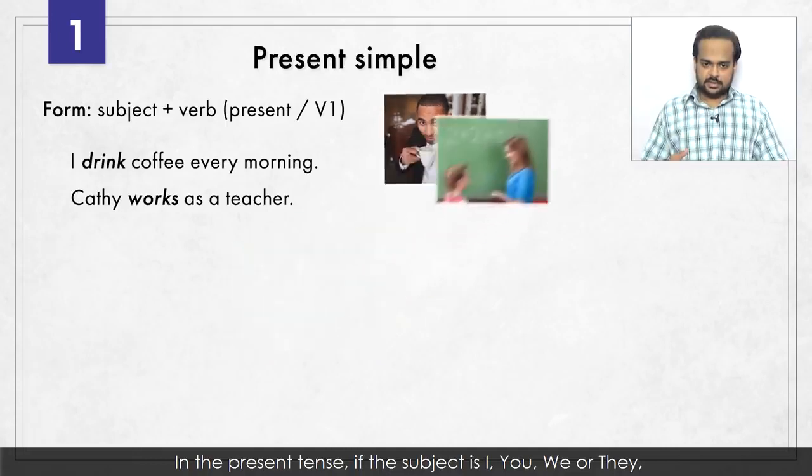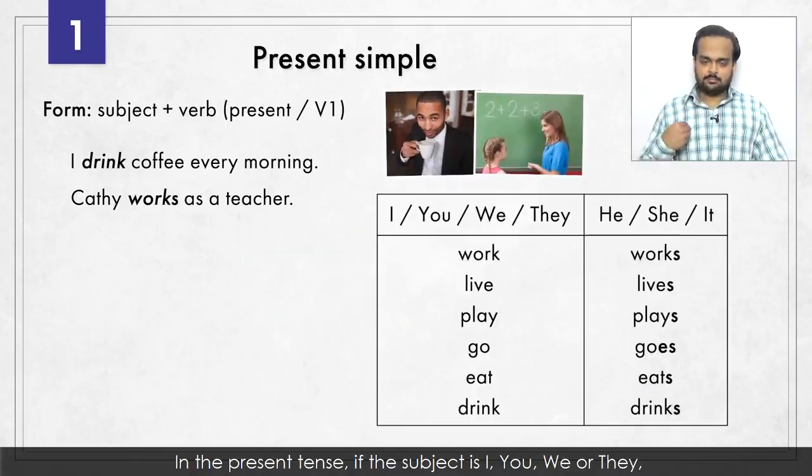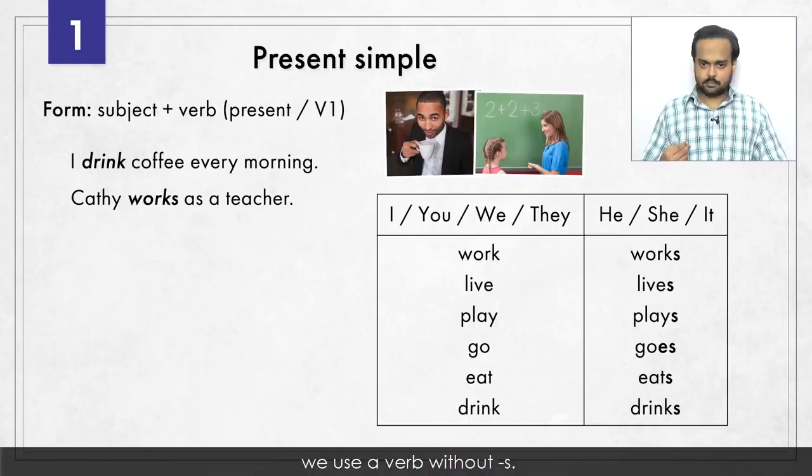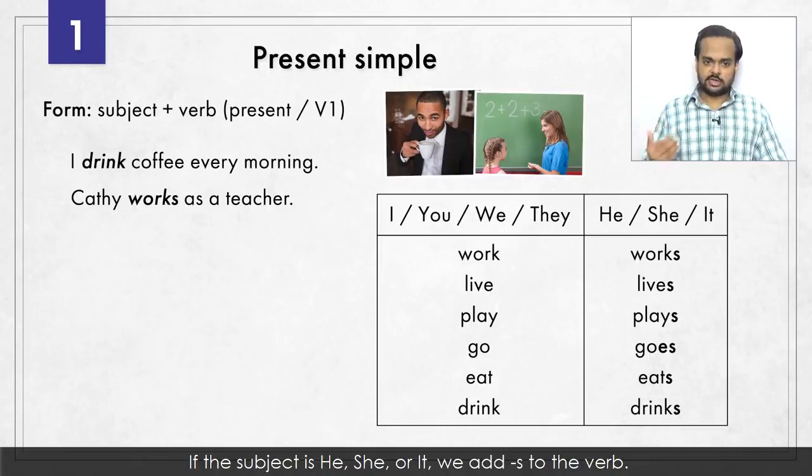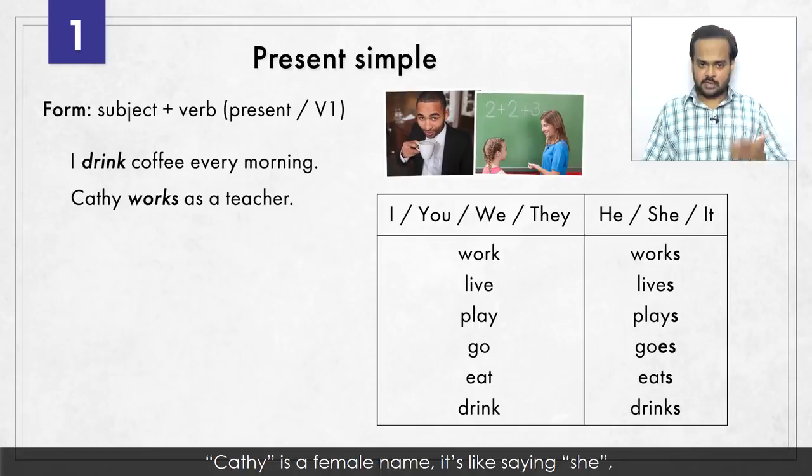In the present tense, if the subject is I, you, we, or they, we use a verb without S. That's why I drink. If the subject is he, she, or it, we add S to the verb. Kathy is a female name. It's like saying she, so we've said Kathy works.